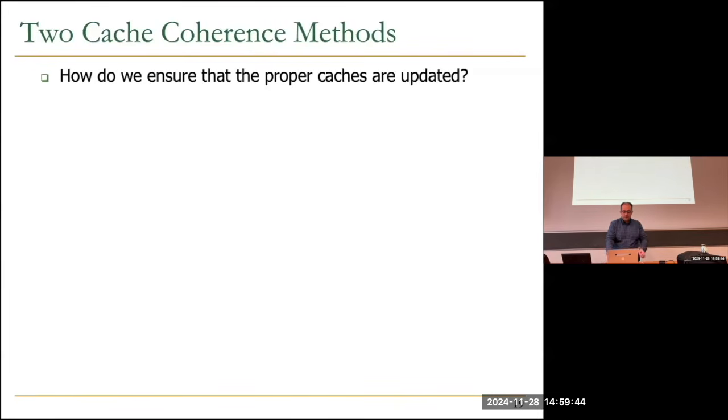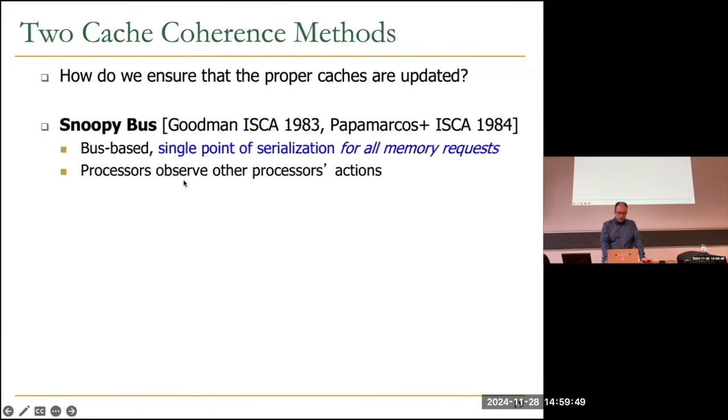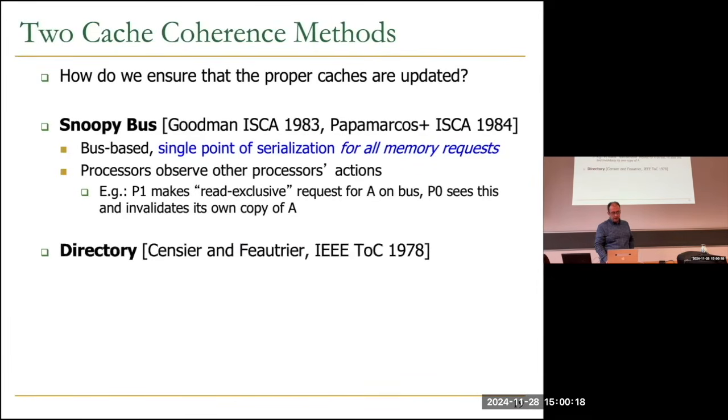How do we ensure that the proper caches are updated? One way is using a Snoopy bus, which is bus-based. Our shared bus is a single point of serialization for all memory requests. So processors observe other processors' actions using that bus. When a processor like P1 makes a read exclusive request for cache block A on the bus, P0 also sees this and invalidates its own copy of A. They are all snooping that bus, observing it and taking actions based on that.